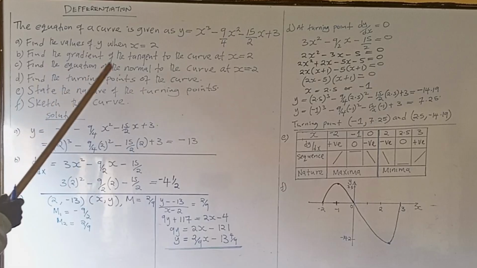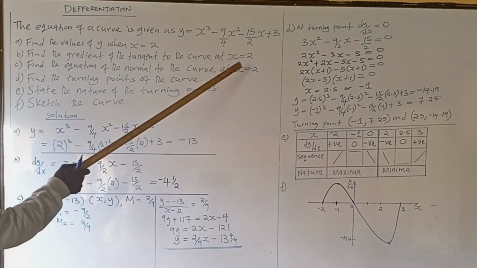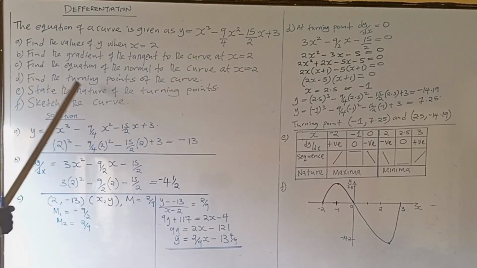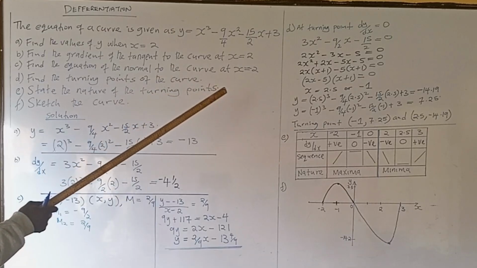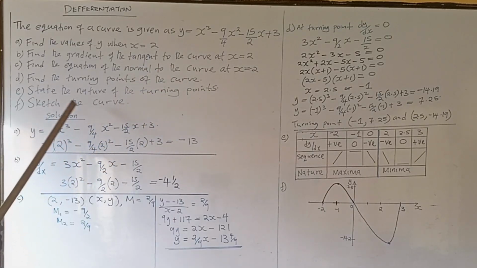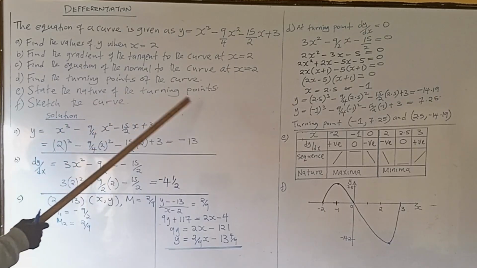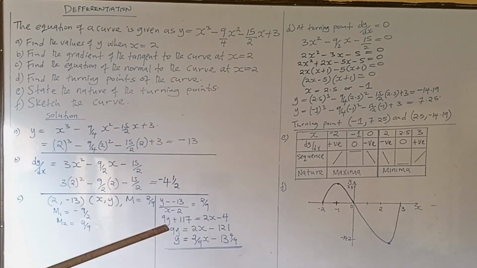B. Find the gradient of the tangent to the curve at x = 2. C. Find the equation of the normal to the curve at x = 2. D. Find the turning point of the curve. E. State the nature of the turning point and then sketch the curve.